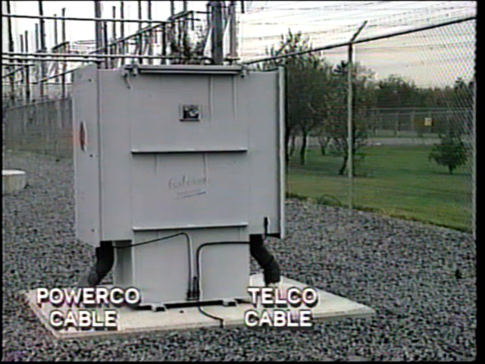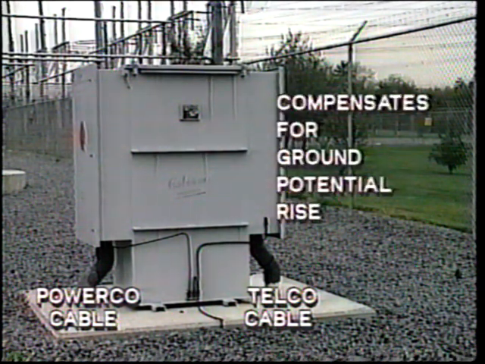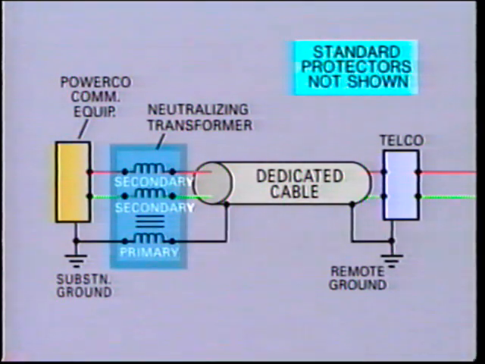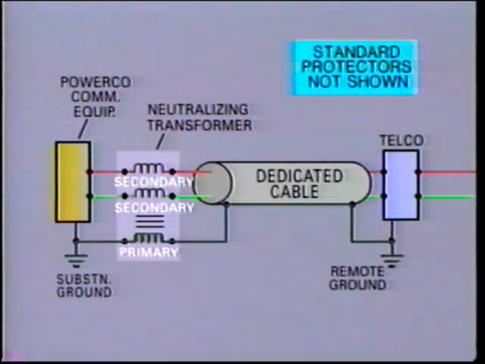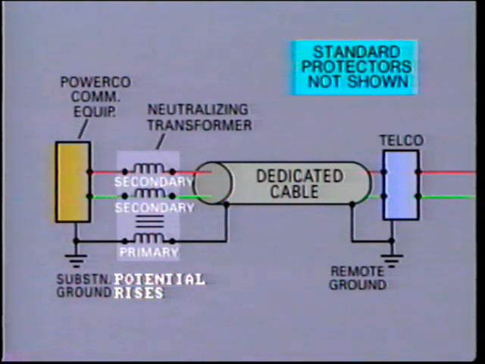The neutralizing transformer is designed specifically to compensate, that is, to neutralize the local ground potential rise at the substation. This is the three-winding type. The primary is connected between the local substation ground and remote telco ground. If the local ground potential rises due to a power line fault, then current will flow through the primary winding. This in turn will induce a voltage in each of the two secondary windings. Each of these two windings are then connected in series with one of the telephone pair conductors.